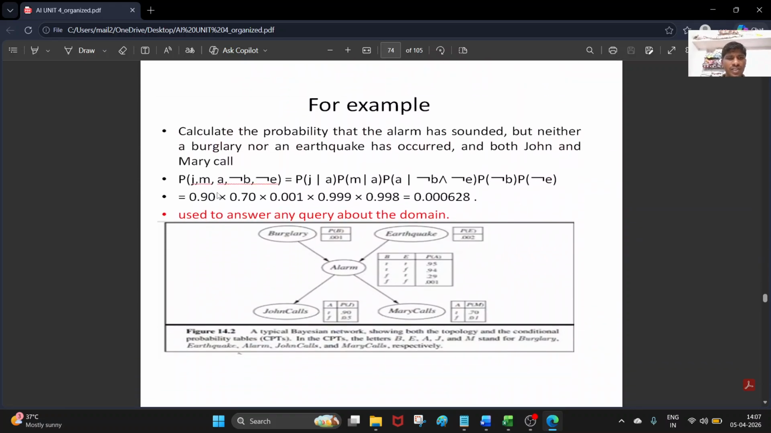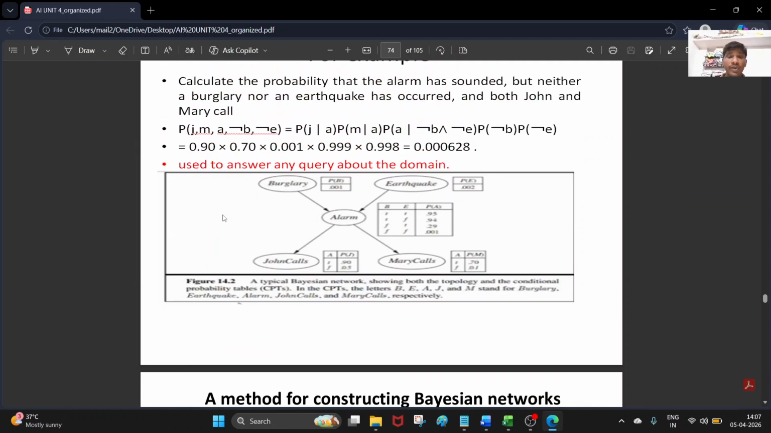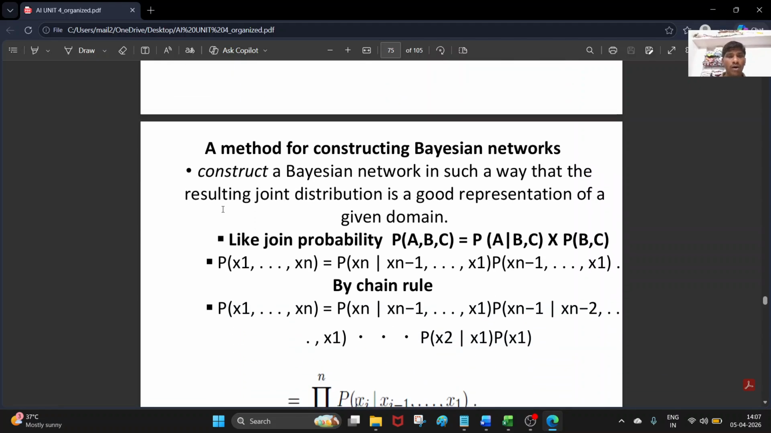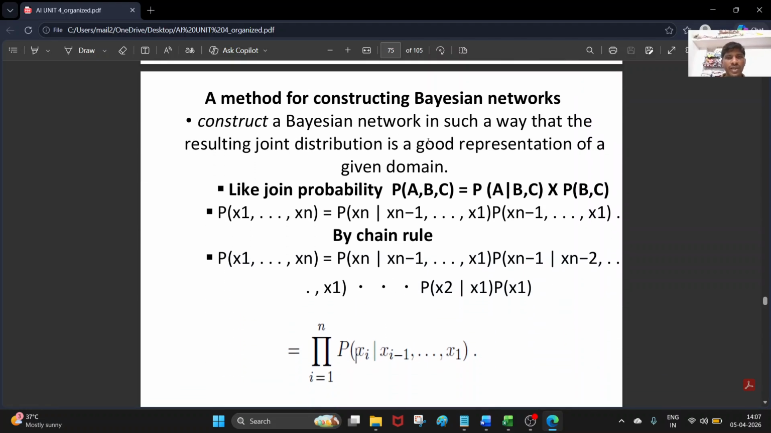For the example given, we have to calculate the probability when John calls and Mary calls, when the alarm rings, when there is no earthquake and a burglary has occurred. Next, the method for constructing the Bayesian network.